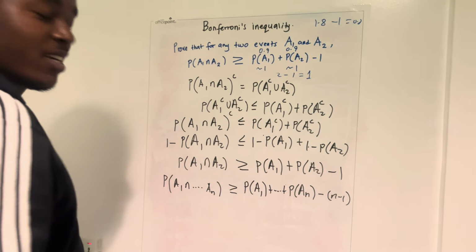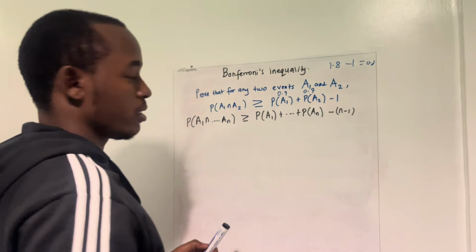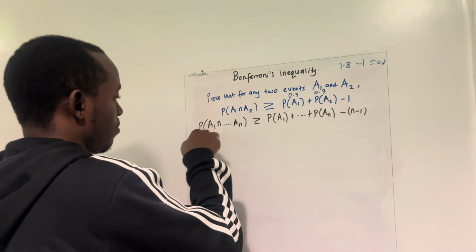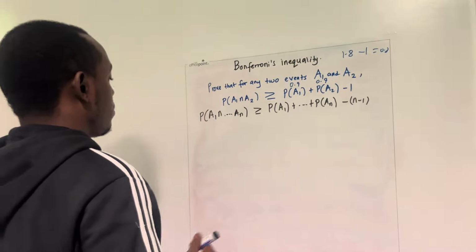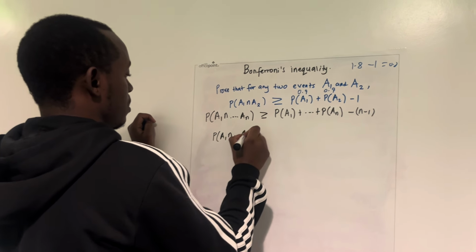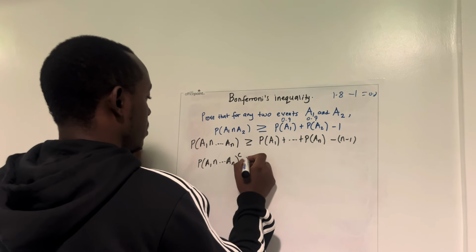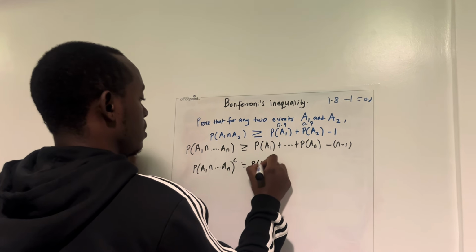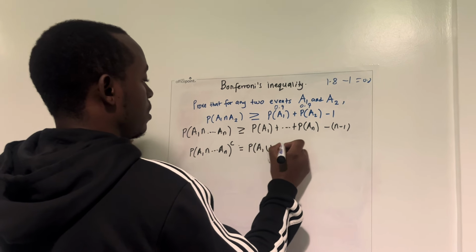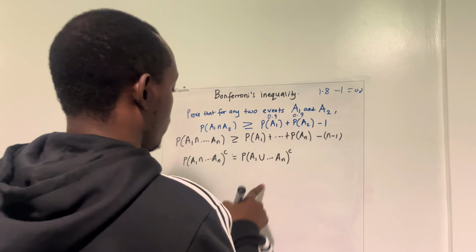You can pause. Now we're going to prove this fact when you're involving more than two events. In that case, we're still going to use De Morgan's laws. We want the intersection of all these events, so we're going to start with the complement. We start with the probability of A1 intersection through An, complement, which is the same as the probability of A1 complement union through An complement.